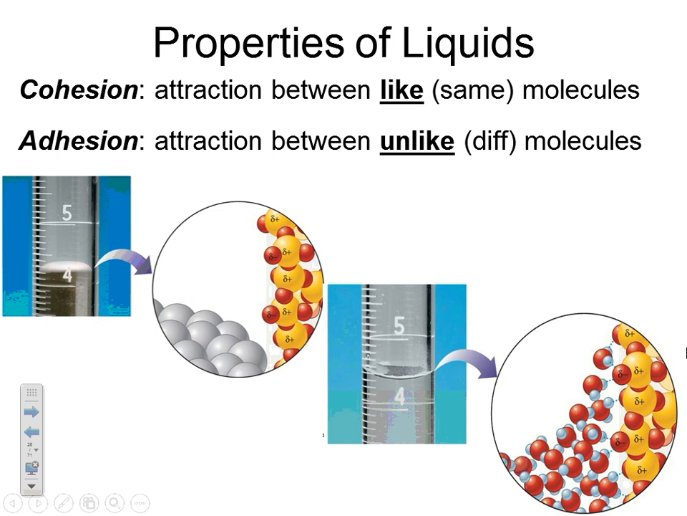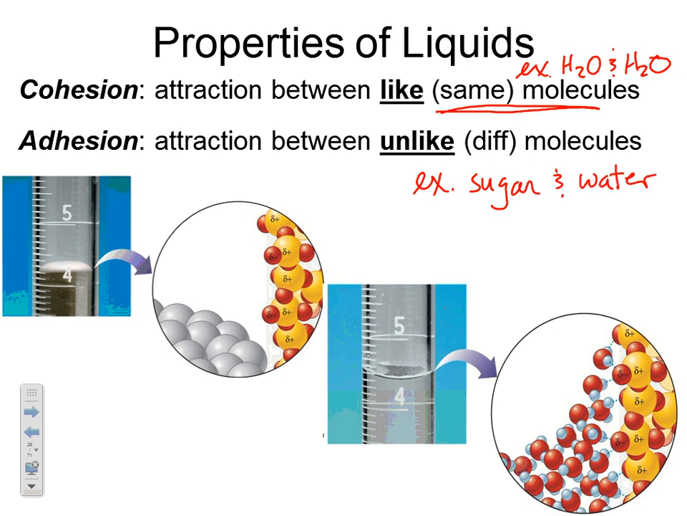Cohesion and adhesion. Cohesion is the attraction between like molecules, and adhesion is attraction between unlike molecules. So cohesion, basically, it has to do with attraction for both of them, but with cohesion, it has to be the same molecule that's attracting. So this would be, for example, water to water. Adhesion is attraction between two unlike molecules. So an example of this might be sugar and water.